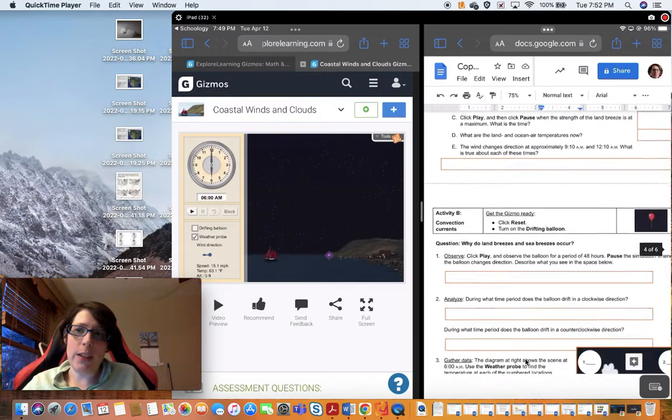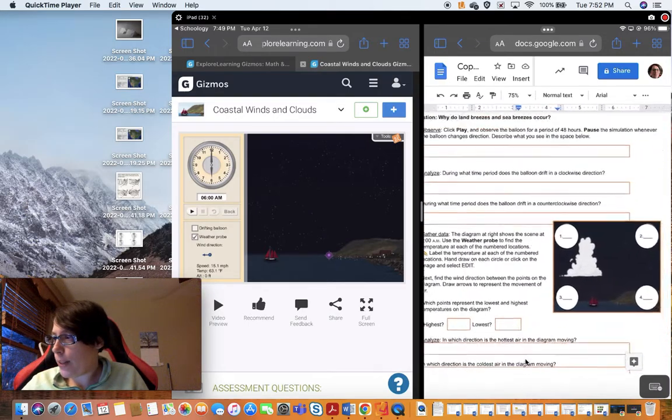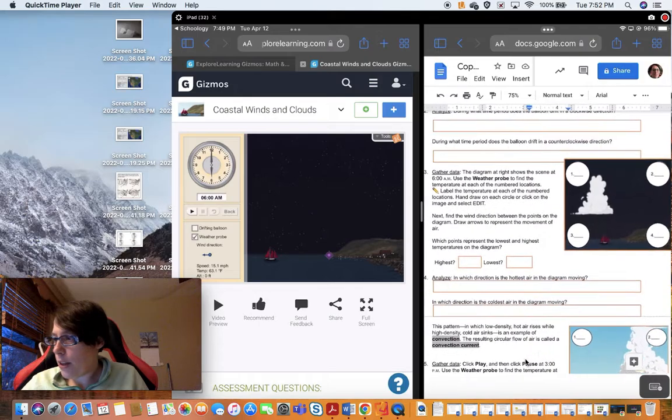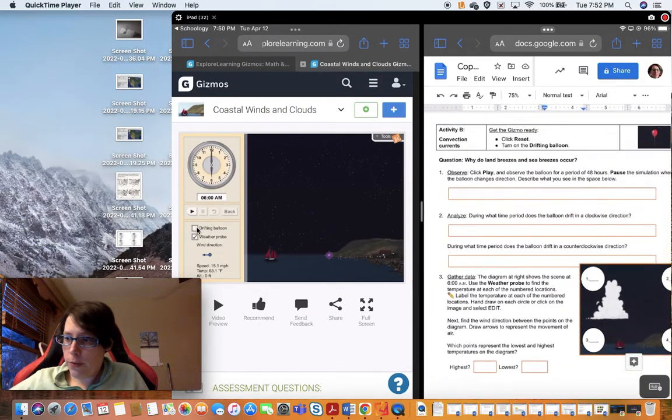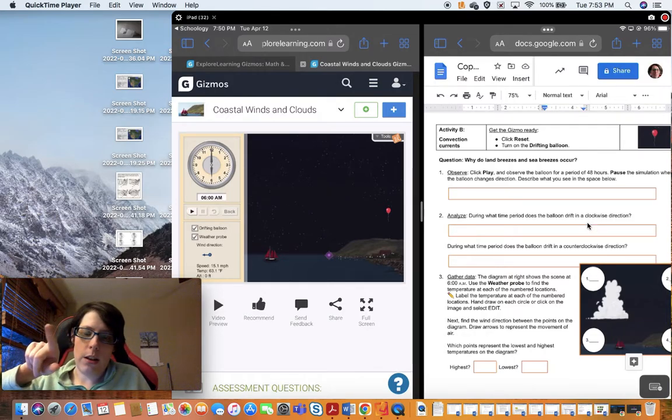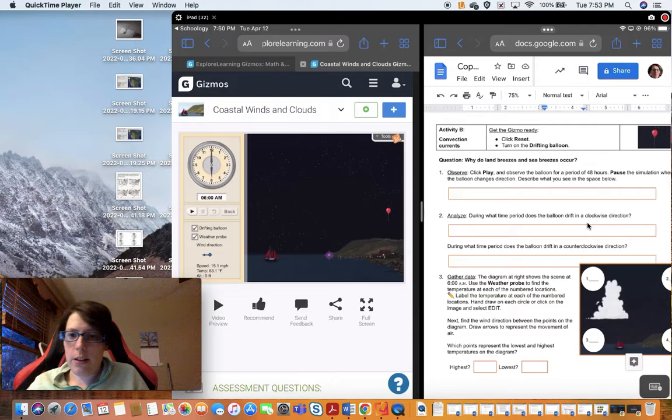Then you're going to move on to activity B, which is very similar, except that you're going to turn on this drifting balloon. And it's right here. And then you're going to click play and watch it over 48 hours and pause it when the balloon changes direction and describe what you see. And which time period does the balloon drift in a clockwise direction? Remember, that's how the clock goes. And counterclockwise would be the opposite.